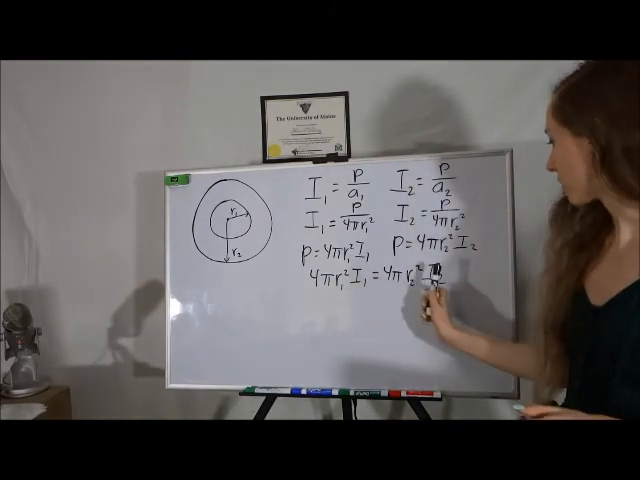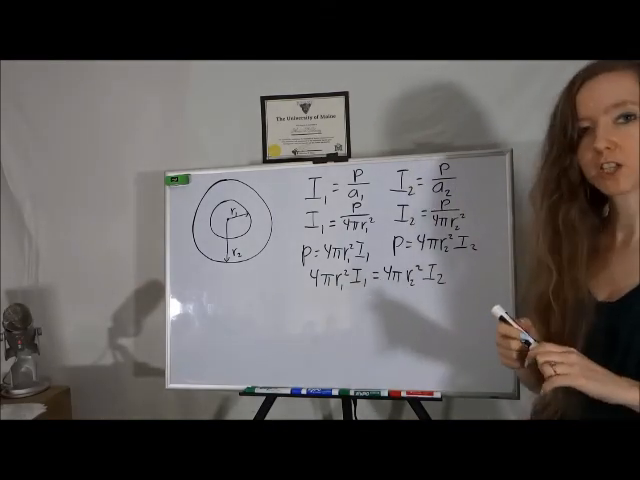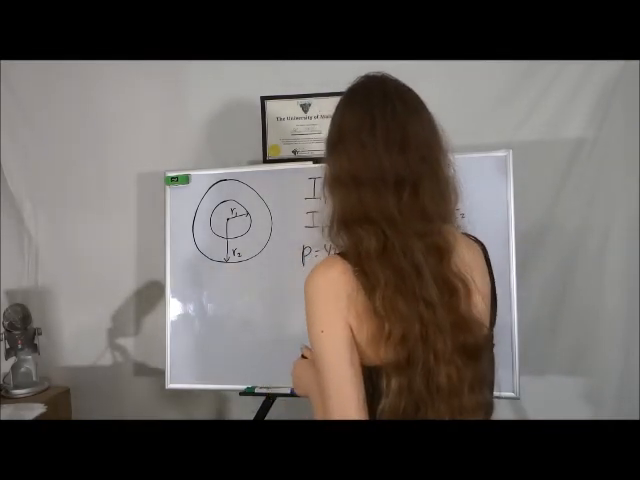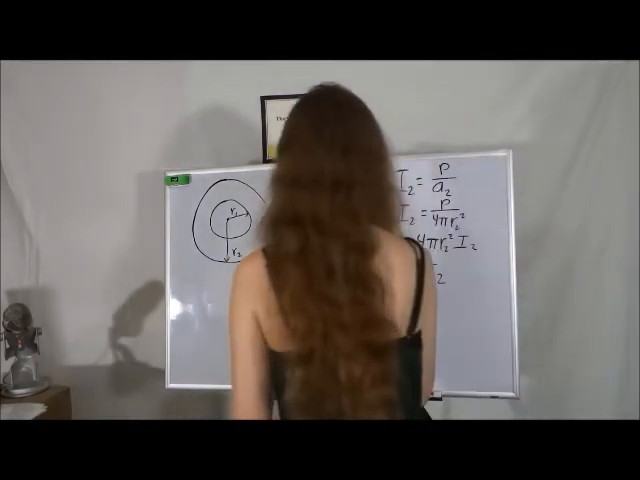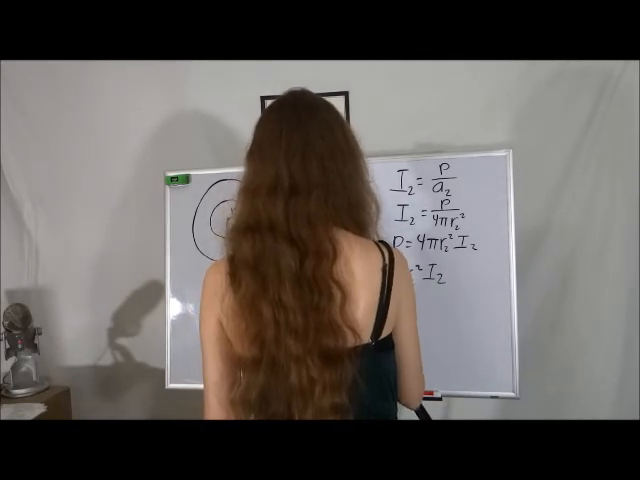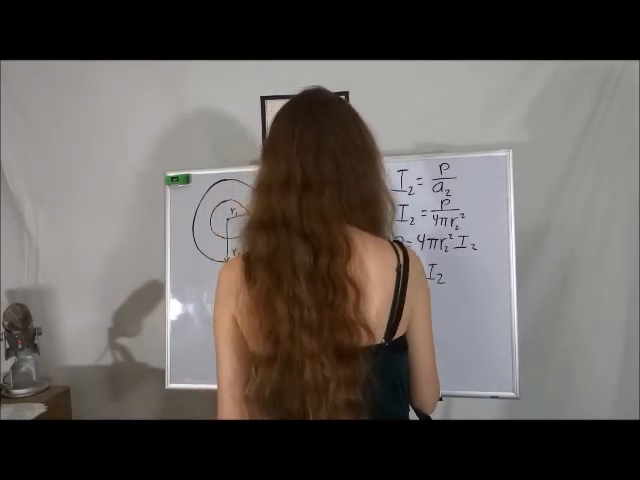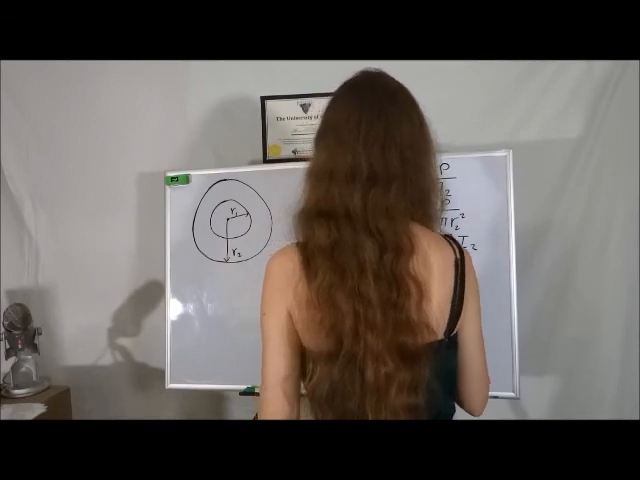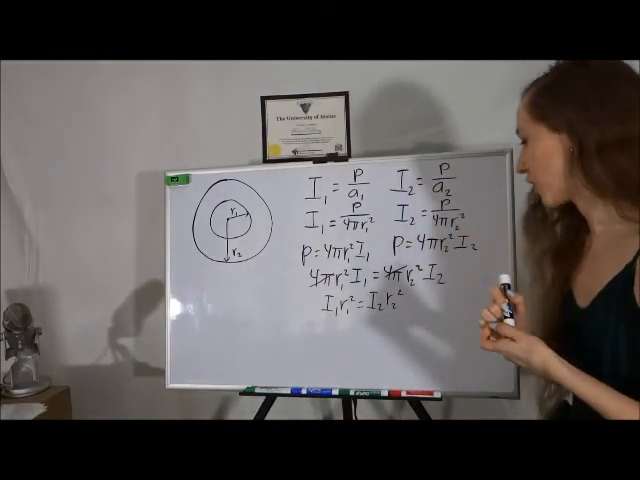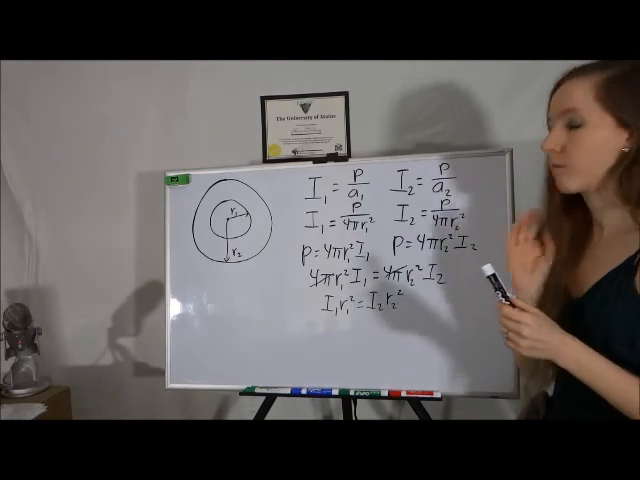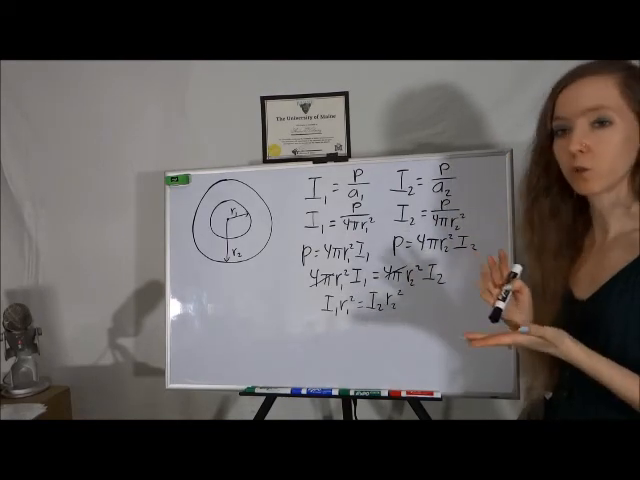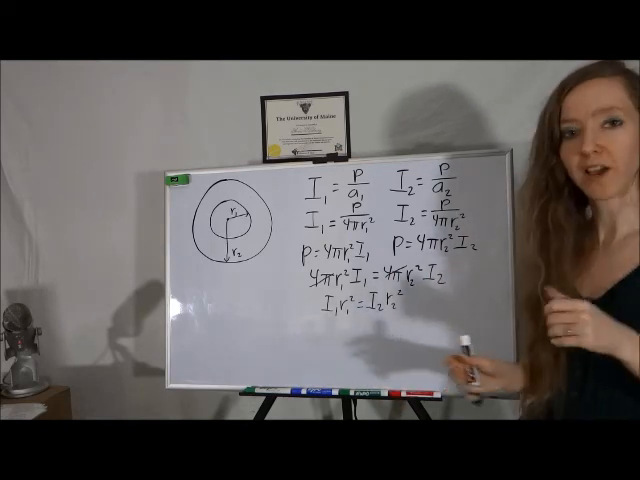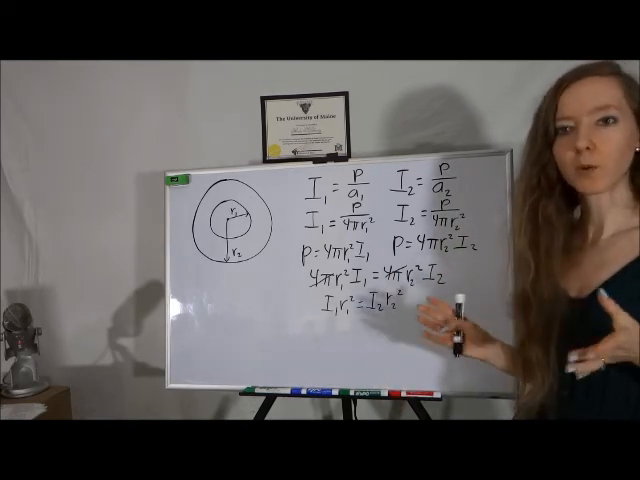So from here, there's 4 pi on both sides of our equation, so we can cancel the 4 pi. And we're going to get that I1 r1 squared equals I2 r2 squared. So again, this relationship is useful if you don't know what the power of your source is and you want to find information about the intensity at different distances away. So are there any questions so far?